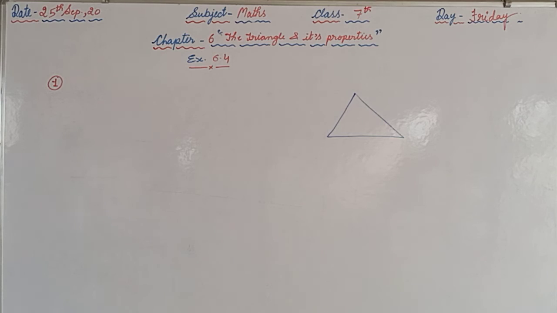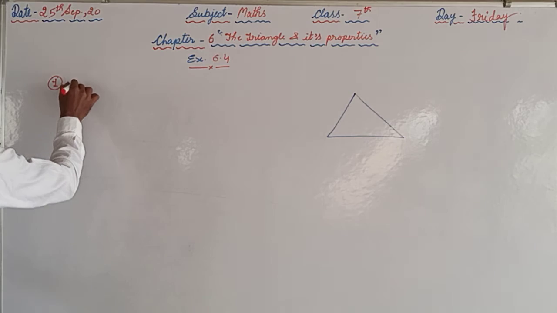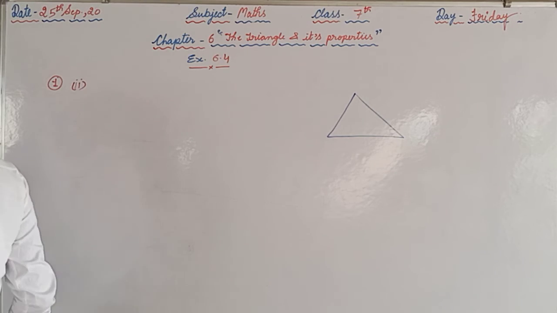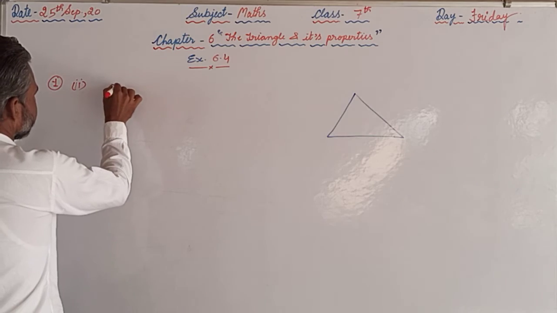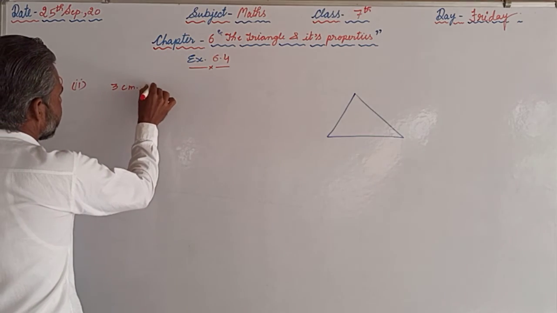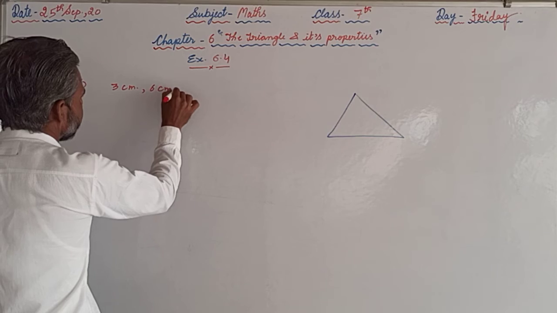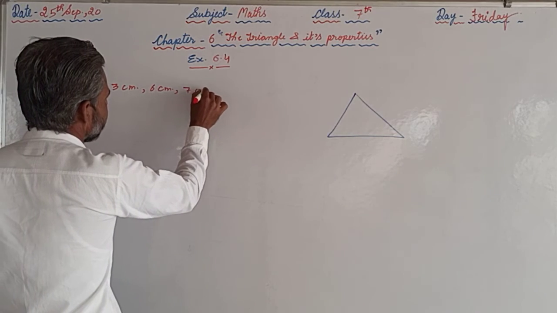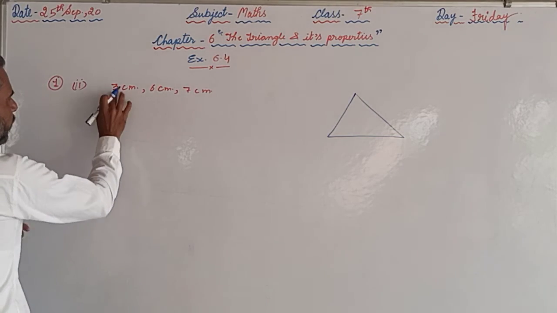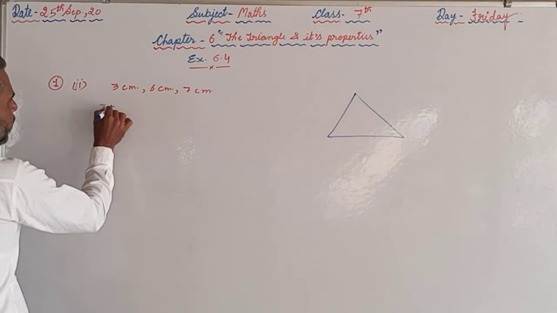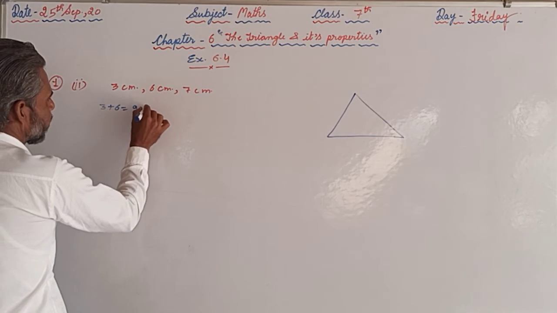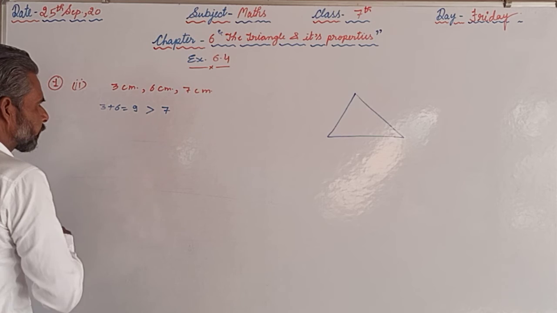Then in the second part the sides are given with different measurement, that is 3, 6 and 7. 3 centimeter, 6 centimeter and 7 centimeter. So we will start with the first two. 3 plus 6 is equals to 9, that is greater than 7.